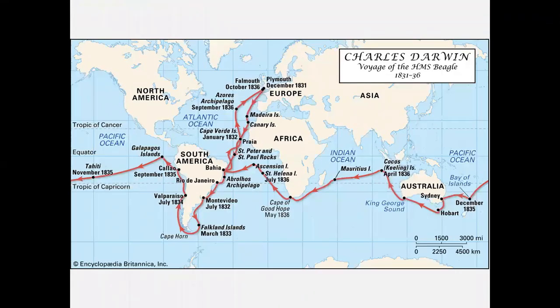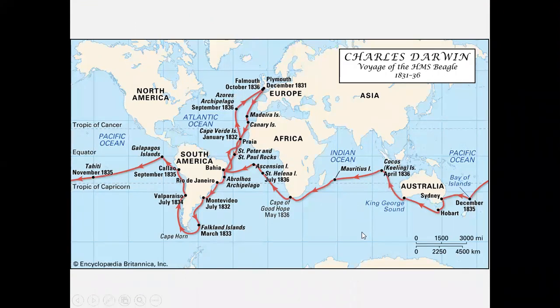Here is a picture of his voyage. If you notice, there are a lot of islands on here. He has Tahiti, of course, the famous Galapagos Islands, the Azores, Canary Island, St. Peter's Island and Rock, over here, Cocos, and then, of course, Australia, a very large island, if you'd like to call it that.